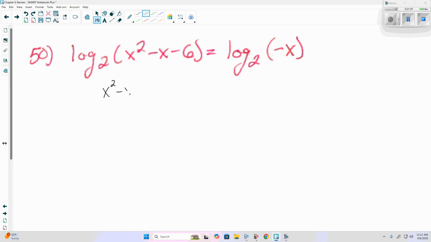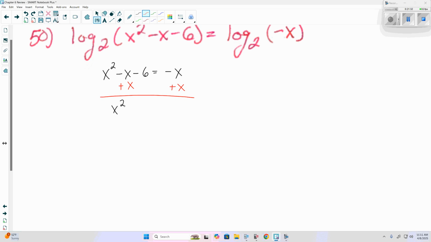So we say x squared minus x minus 6 is equal to negative x. Since they're both log base 2, the only way they can be equal is if what's inside of them is equal. Now, since we do have x squared, we're going to get this equation equal to 0. So we can add x to both sides. X squared minus 6 equals 0.